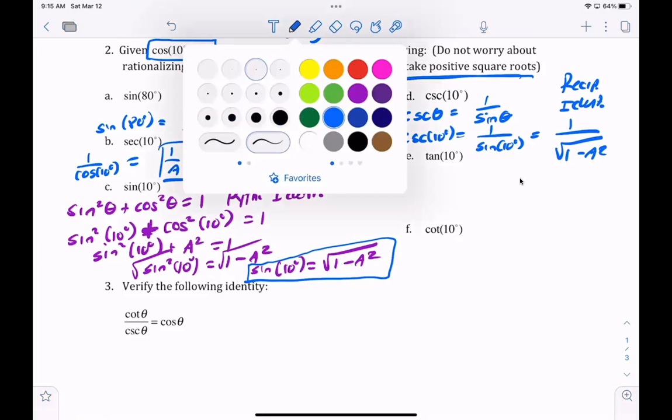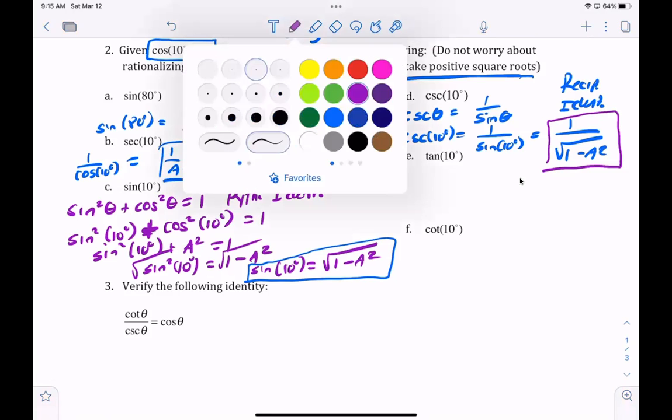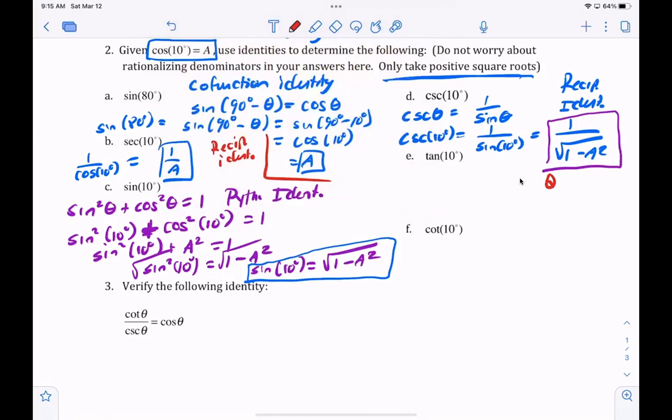And in these problems, we typically do not rationalize the denominator. So just leave the square root of 1 minus A squared in the denominator. Next one, we're asked to find tangent of 10 degrees. We can use the quotient identity.